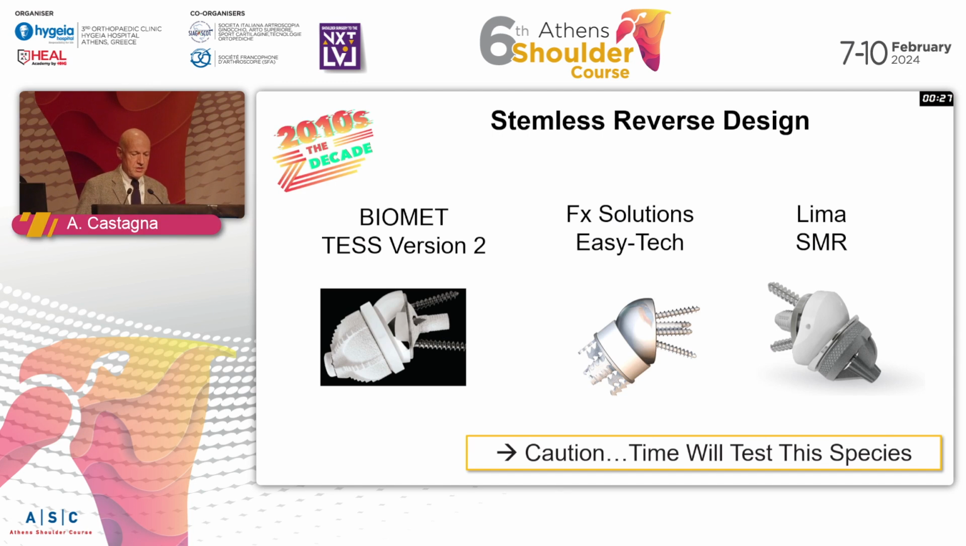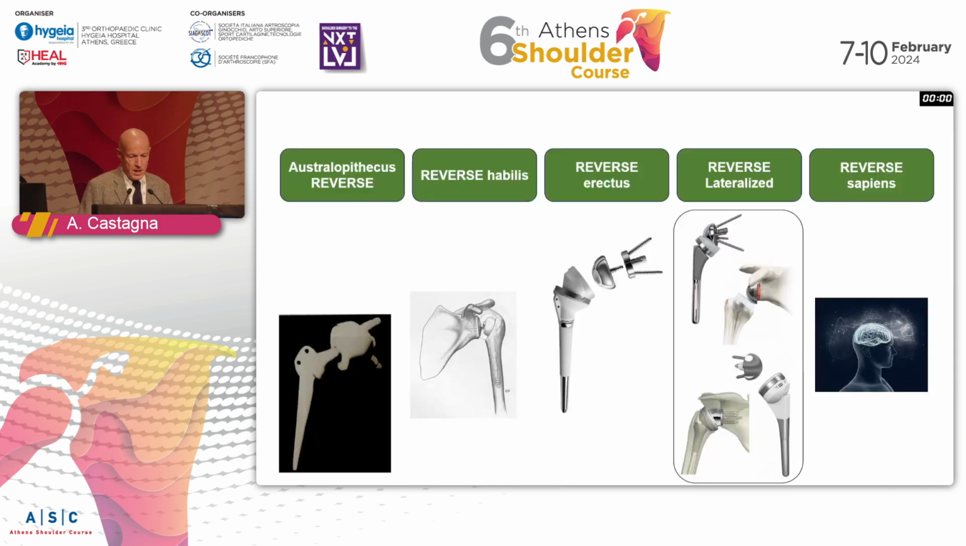And the same is true for the stemless, so removing completely the stem and having this specific design. You have only these three for reverse available in the market, and you notice that the new metals, the trabecular metal, titanium and so on, are helping very much. So tribology is also supporting the evolution, but still be cautious. Time will test these pieces. We are waiting for the results.